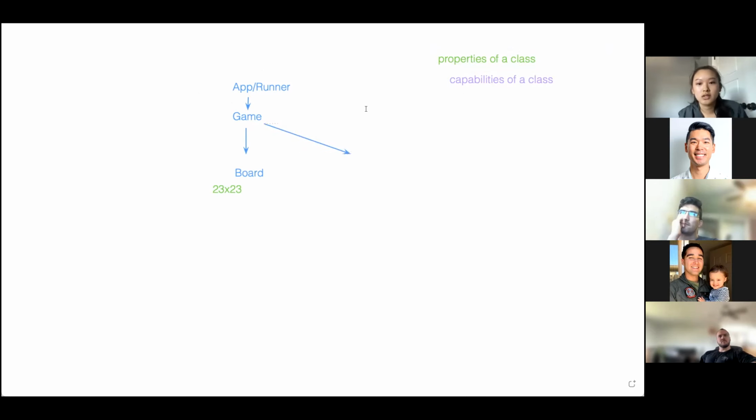We can have a character class. And what do we put in here? You got the ghost and then your player. Actually, before we move on, what are some similarities between our ghosts and our Pac-Man that would warrant a shared class? Because we wouldn't want a wrapper class that doesn't really have anything in it.